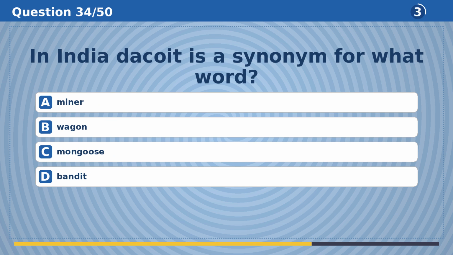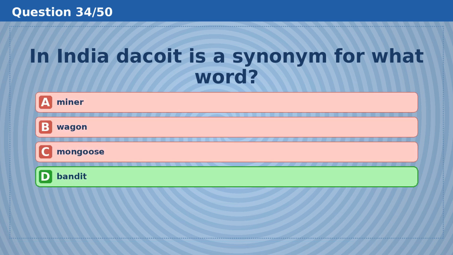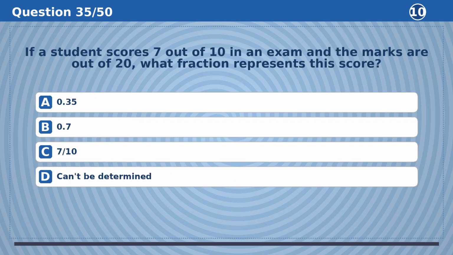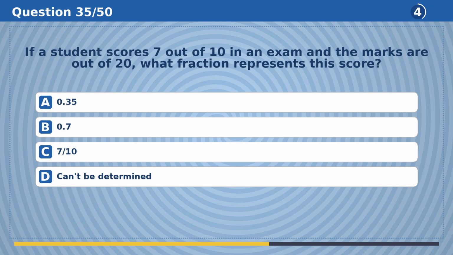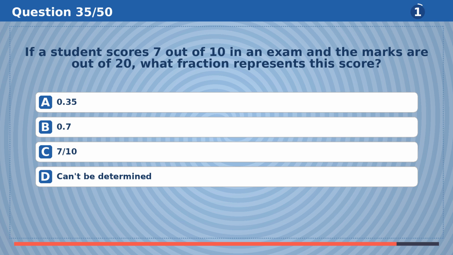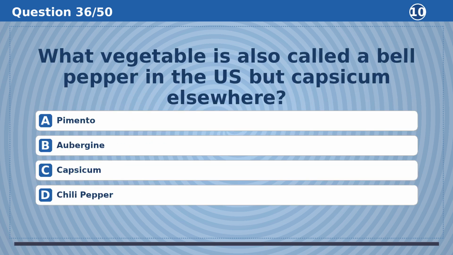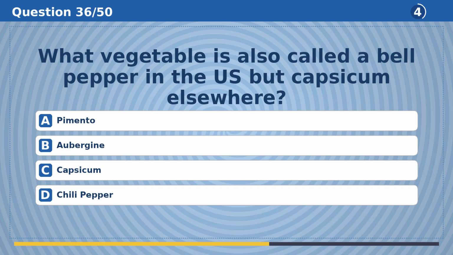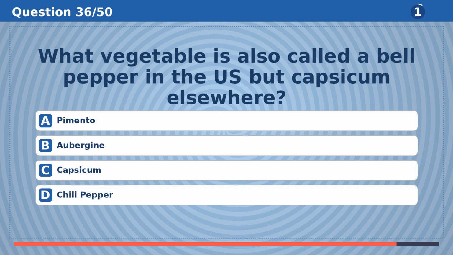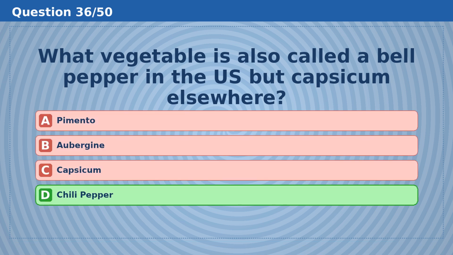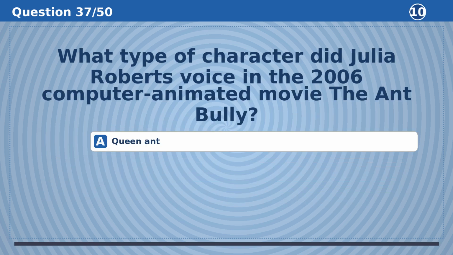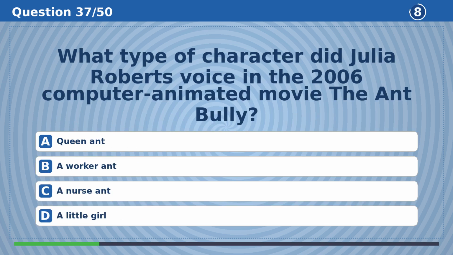In India, dacoit is a synonym for what word? The answer is D. Bandit. If a student scores 7 out of 10 in an exam and the marks are out of 20, what fraction represents the score? The answer is D. Can't be determined. What vegetable is also called a bell pepper in the US but capsicum elsewhere? The answer is D. Chili pepper.